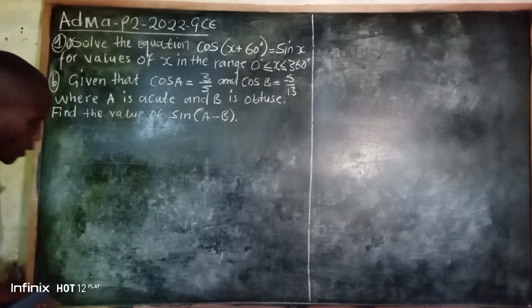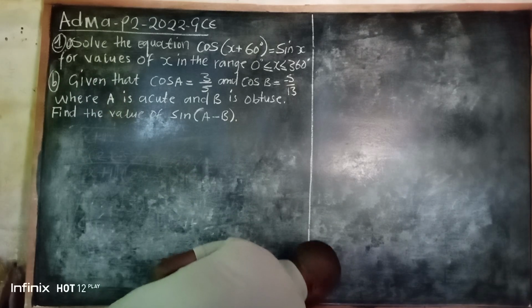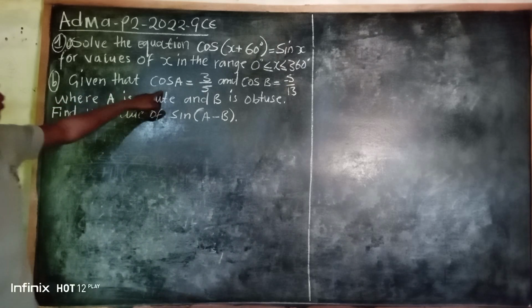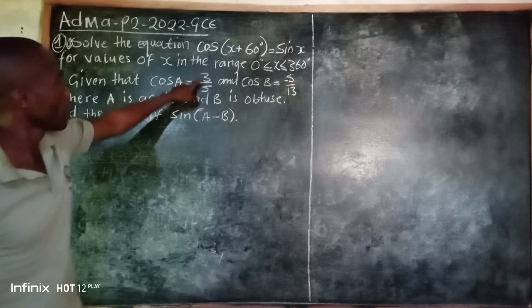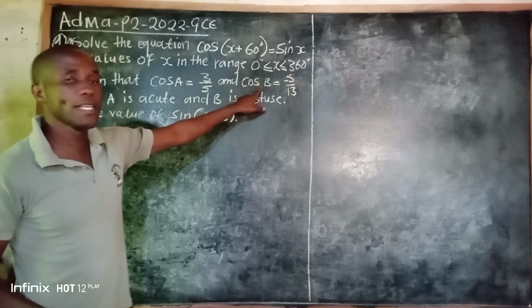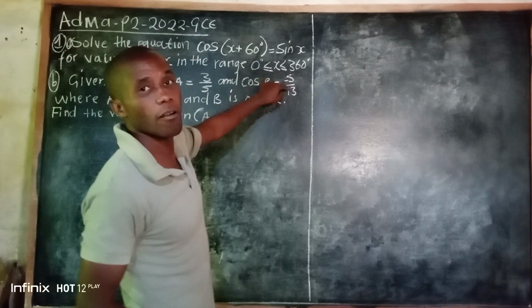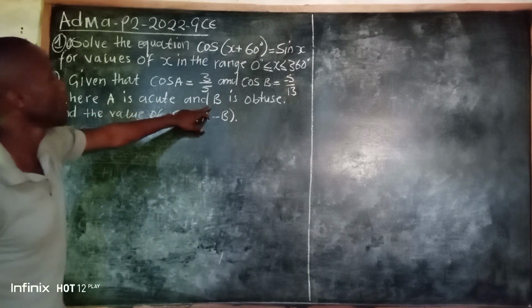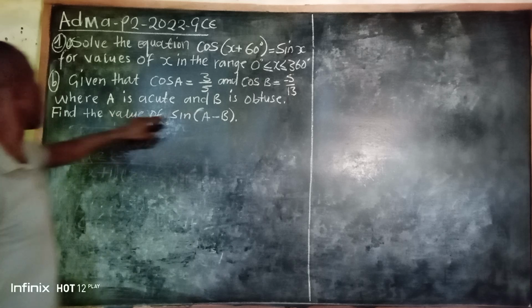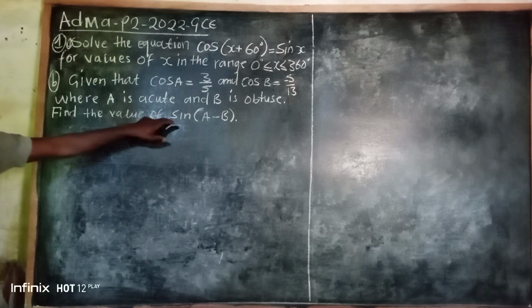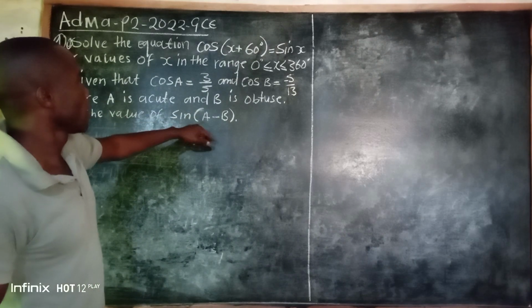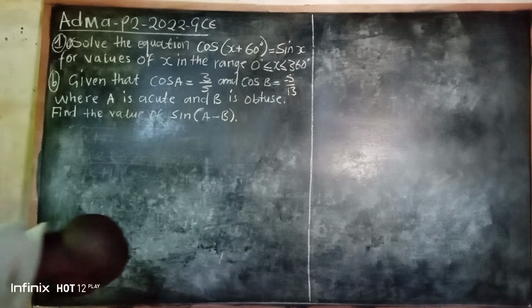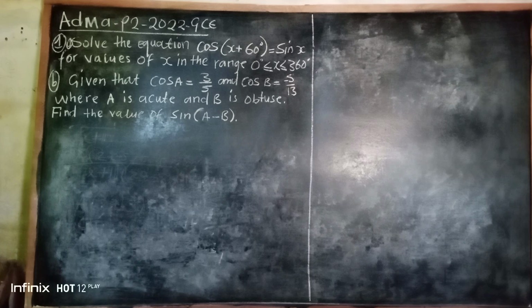Okay, so let us go to question B. Question B says, given that cos A is equal to 3 over 5 and cos B is equal to negative 5 over 13, where A is acute and B is obtuse, find the value of sine of open bracket A minus B, close bracket. Okay, so let us see how we are going to work out this one.